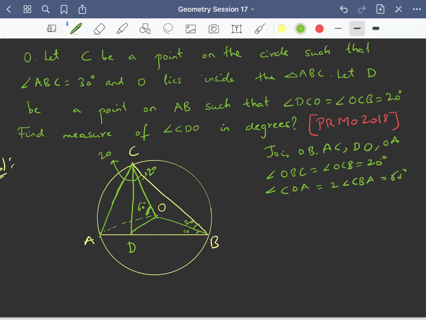Also, now let us try to find some more angles. I mean, we need to do angle chasing and our aim is to get angle CDO. Okay, so now just pause the video. You have already seen the constructions OC, OA, AC and DO. These are all the things which we have joined. So now just pause the video and try this problem again.